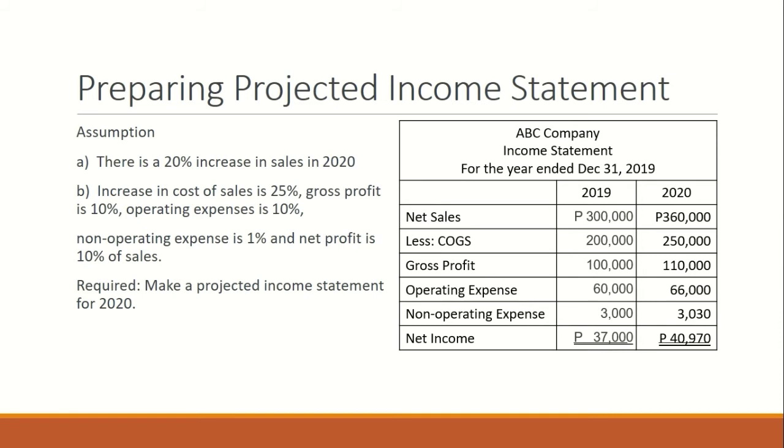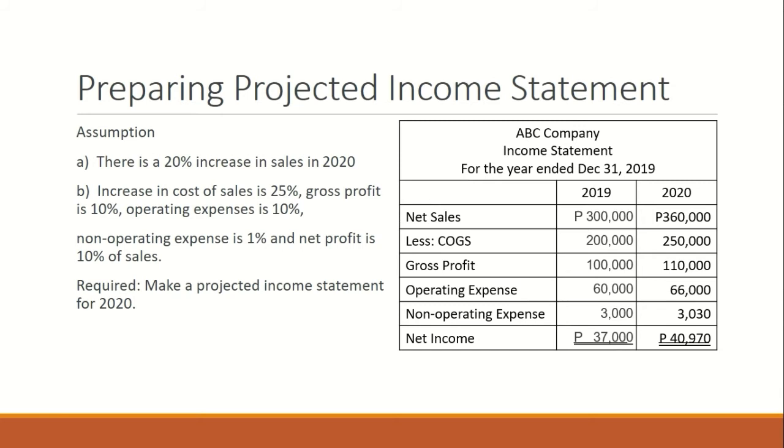So sa assumption, which is assuming natin na sa 2020 may nagkaroon ng increase na 20%. So 300,000 times 20% is equivalent to 60,000. So 300,000 plus 60,000 is equivalent to 360,000 of net sales. Ibig sabihin, meron tayong net sales sa 2020 na 360 since nagkaroon tayo ng increase na 20%.